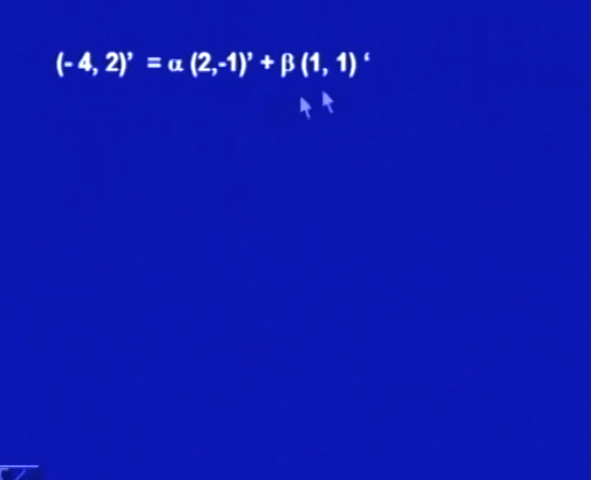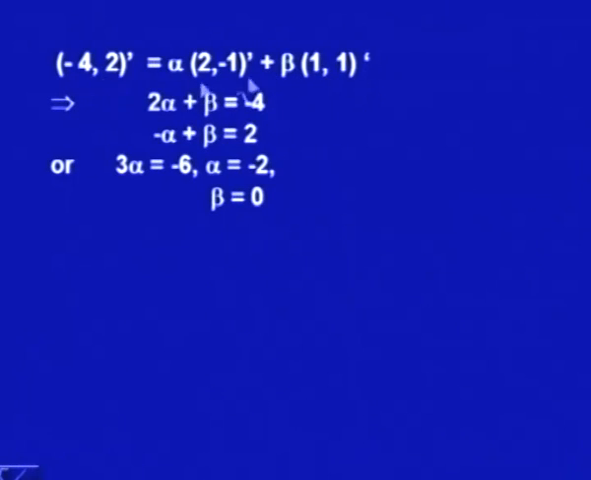combination of this. So, (-4, 2) is equal to alpha times the base vector (2, -1) plus beta times (1, 1), and then one can simplify this equation. So, it is 2 alpha plus beta is equal to -4 and -alpha plus beta is equal to 2. So, when you solve these two equations, the coefficient alpha comes out to be -2 and beta comes out to be 0.